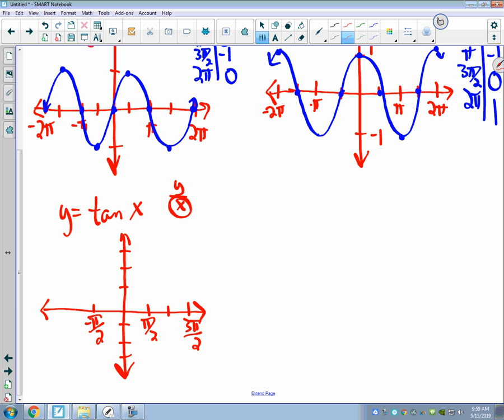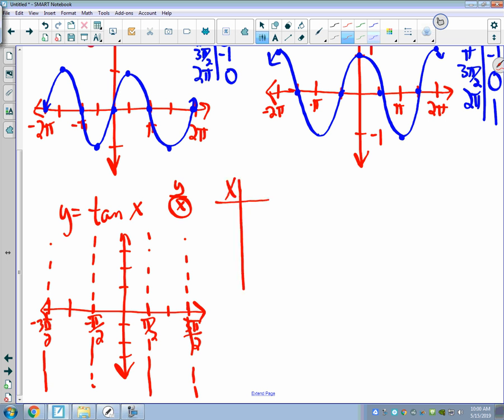So you have pi in the middle. That's when you have 0 in the middle. Negative 3 pi halves, you have negative pi in the middle. And so there's an asymptote here at negative pi halves, at pi halves, at 3 pi halves, at negative 3 pi halves. And if you make an XY chart, if you pick what's in the middle of your asymptotes, in between negative pi halves and pi halves, you get 0.